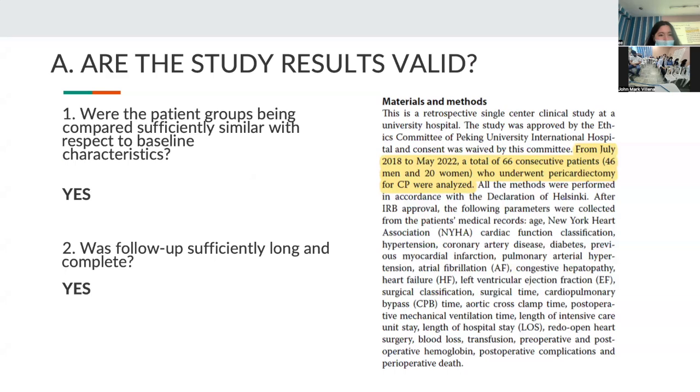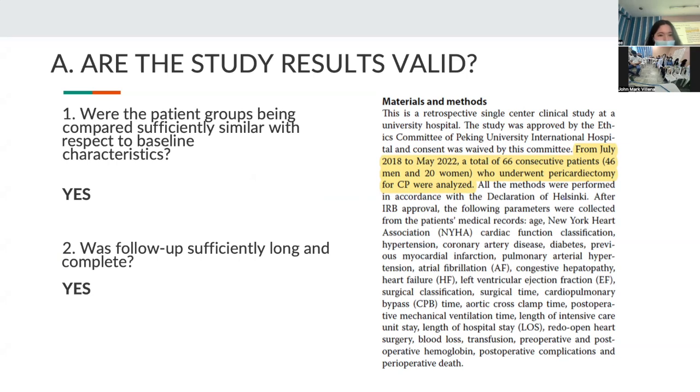So are the study results valid? Were the patient groups being compared sufficiently similar with respect to their baseline characteristics? Yes. And was the follow-up sufficiently long and complete? Yes. So in this journal, it is stated in the materials and methodology part that a retrospective single-center clinical study at a university hospital was done, and the study was approved by the ethics committee.